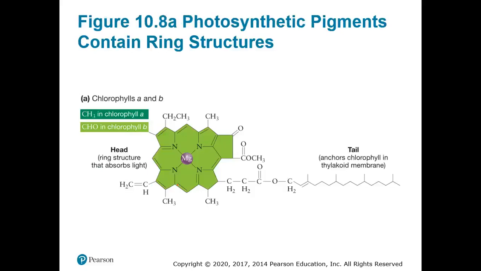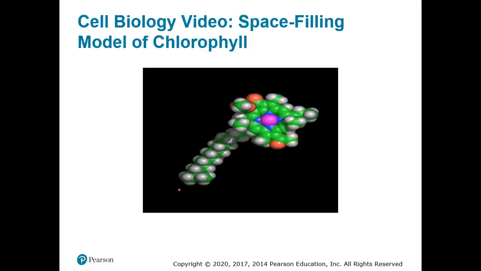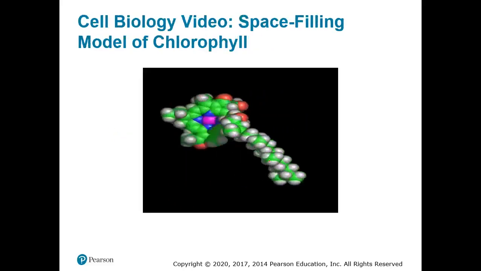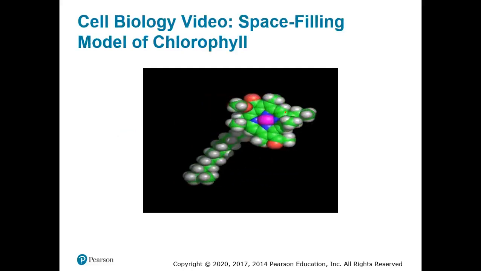So here is A and B. Here's the head region. Here's that magnesium. This is all the area that's going to absorb light. And again, that nice isoprenoid tail is going to interact with our membrane. Now, the difference between A and B is pretty much a single functional group. If we're talking chlorophyll A, you'd have a CH3, and if we're talking chlorophyll B, we'd have a CHO. So pretty much the same molecule. So here is a 3D rendering. You see that nice long isoprenoid tail and that head region with our magnesium right in the middle.